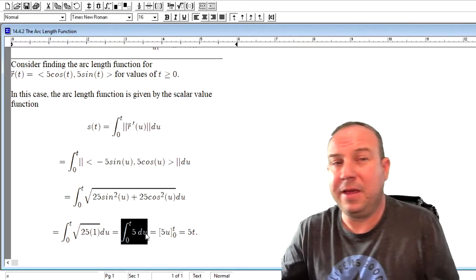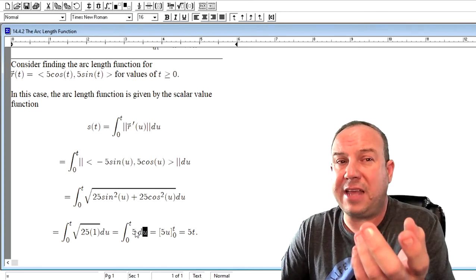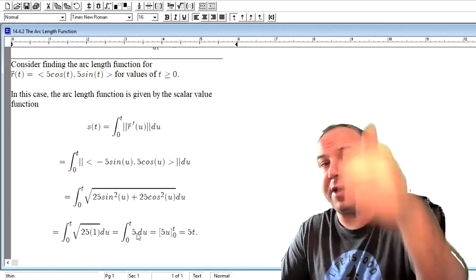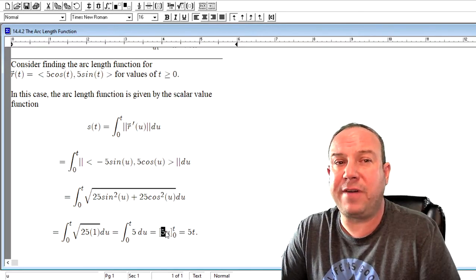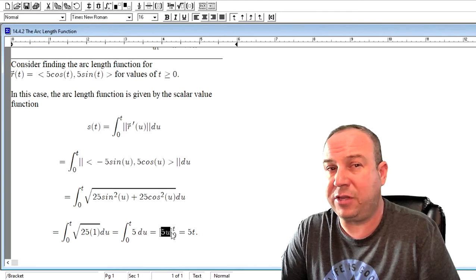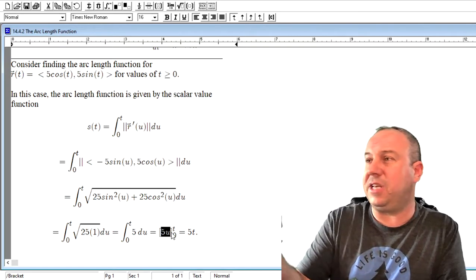All right? And what is the integral of a constant? Well, with respect to u, it has a u to the 0 power, so we bump it up to 1 and we divide by 1. So u to the first power, and 5 divided by 1 is still just 5, so 5u is our antiderivative. Evaluated from 0 to t gives us 5t.